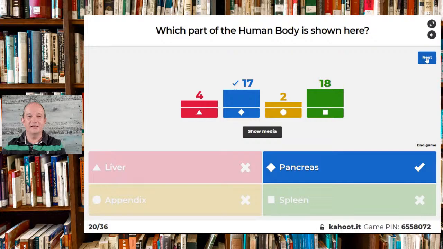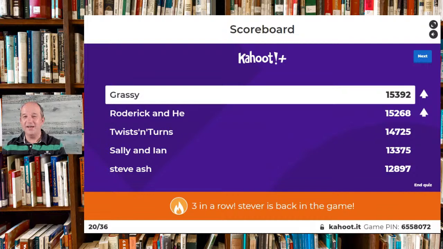And here we go. Oh, Grassy back up into first place. Roderick and Helen into second. Twists and Turns dropping to third. Steve Ash in fifth. And Sally and Ian in fourth. Well done. Thank you, Leona. I will look that up a little bit later on. All right, okay. So you might want your sunglasses for the next question, okay? I'm just saying, because it's a flag coming up. Wait till you see this one.